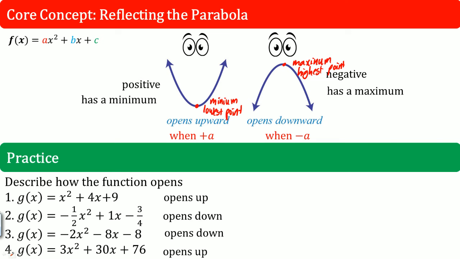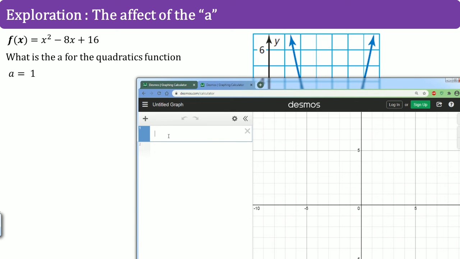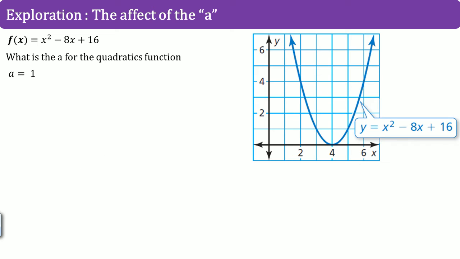From here, we're now going to see how the A changes a bit more. So we saw that the A here was equal to 1. So let's just graph that here. f of x is equal to x squared minus 8x plus 16. Okay, that's how it looks.